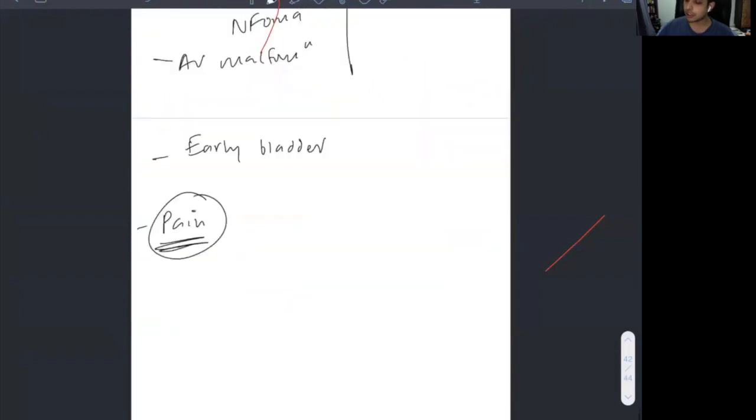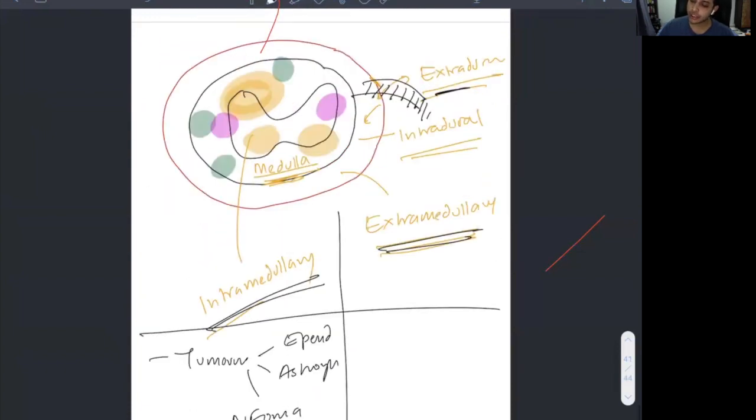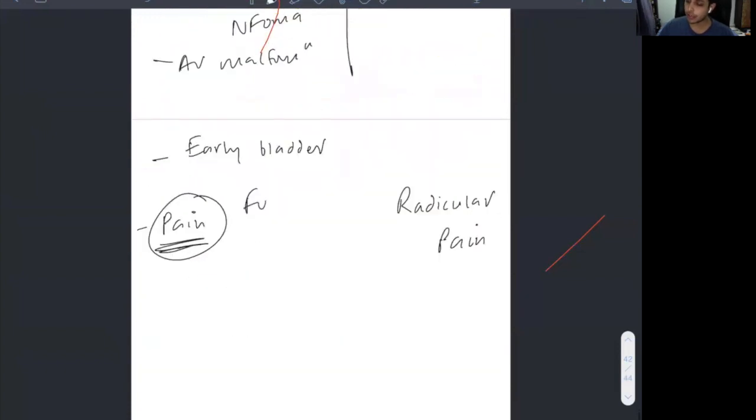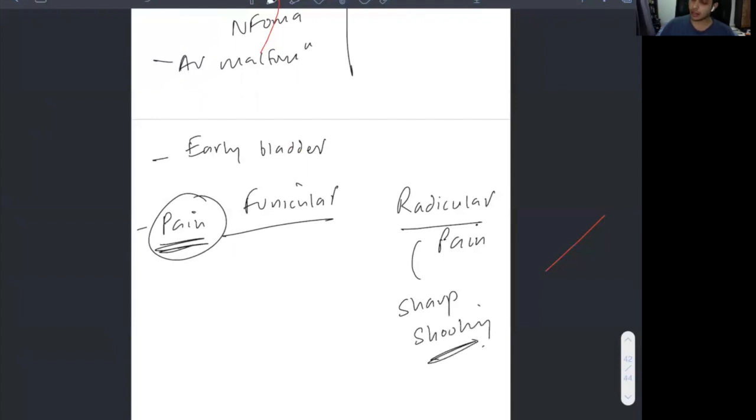Okay, so compression of roots will cause a radicular pain, whereas an intramedullary lesion will lead to something called funicular pain. So the difference is that a radicular pain is sharp, shooting, and a funicular pain is diffuse, vague, and widespread.